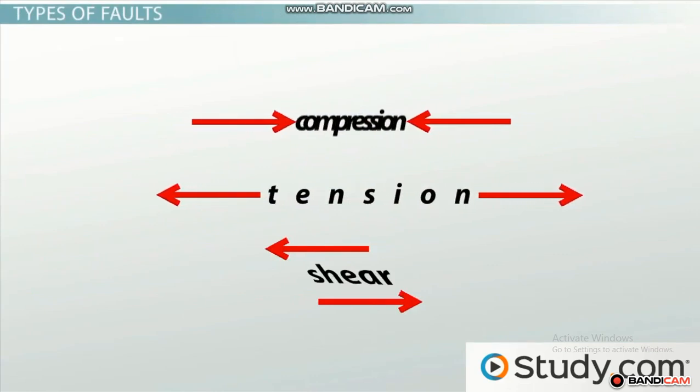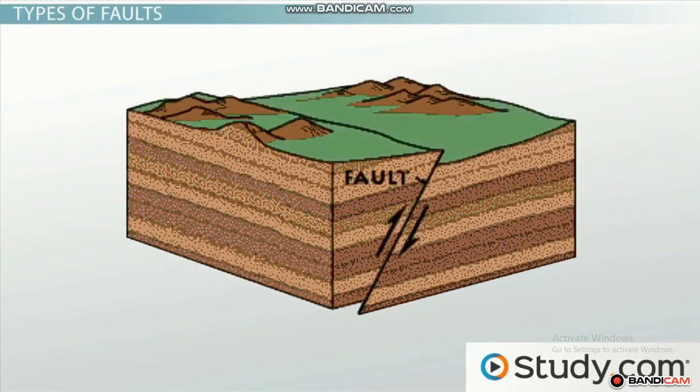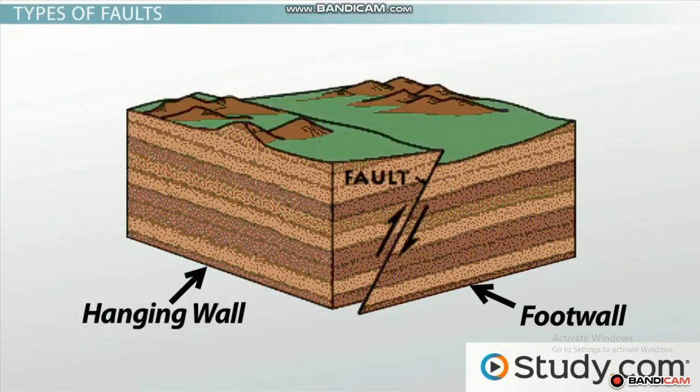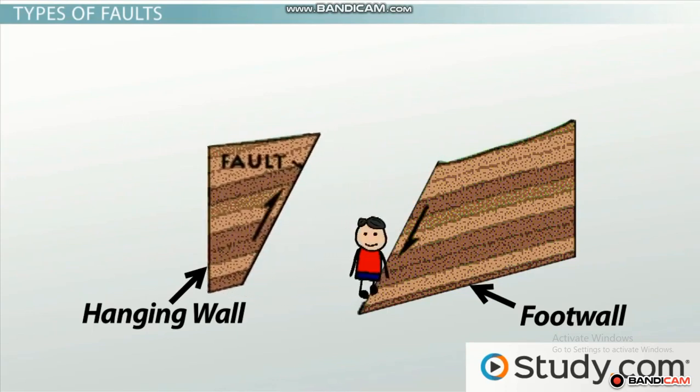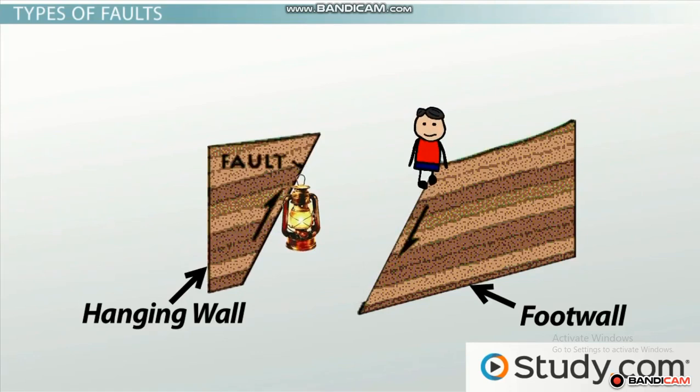how the fault moves. Faults have two sides, the hanging wall and the footwall. These terms were coined by miners because you can stand with your feet on the footwall and hang a lamp on the hanging wall on the opposite side, and the reverse situation would be impossible.